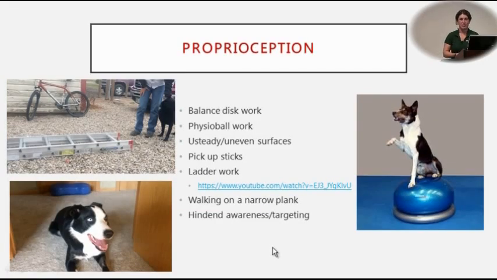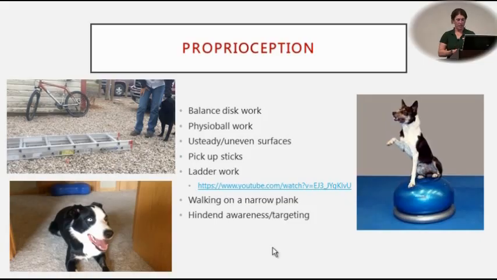All right. Proprioception, this is a big one that we're teaching you in rehab. We think about this as being a lot of unsteady surface kind of work, so balance discs, physio balls, rocker boards, wobble boards. You can think outside the box a little bit and do ladder work, or what we call pickup sticks, where you just put a bunch of cavaletti poles on the ground and have the dog navigate through this little obstacle course of cavaletti poles without touching them. Walking on a narrow plank, like a dog walk in agility, that's a good proprioceptive exercise.